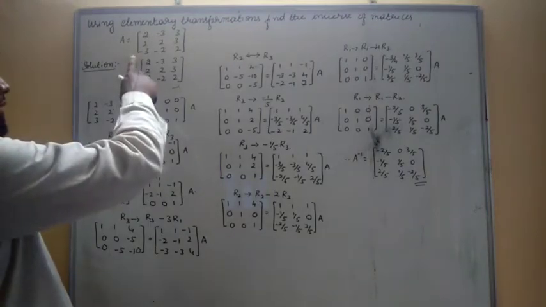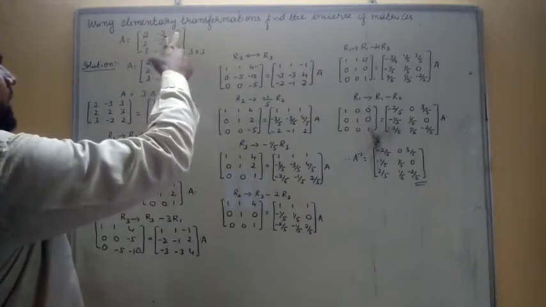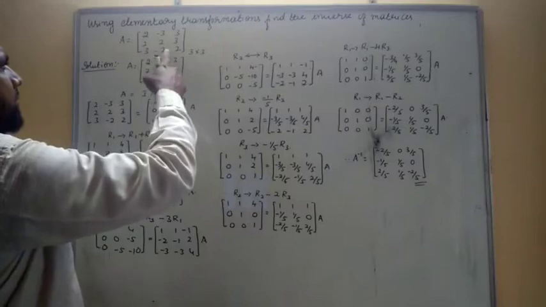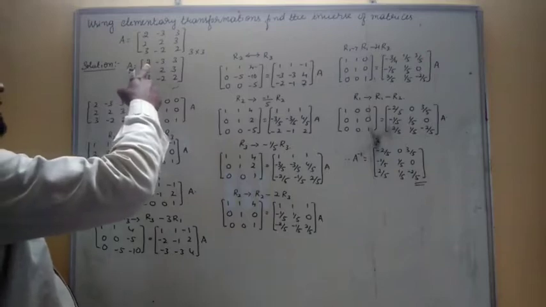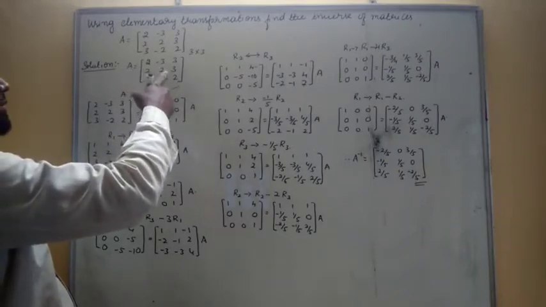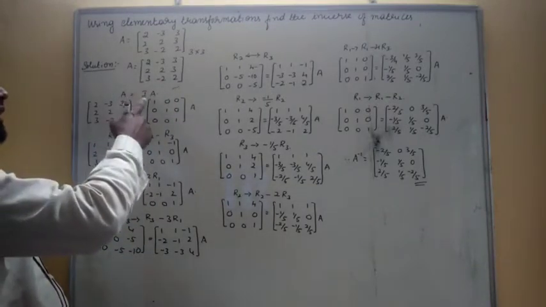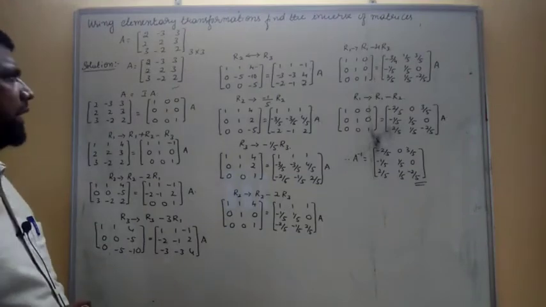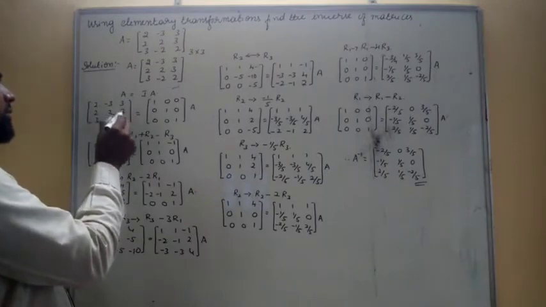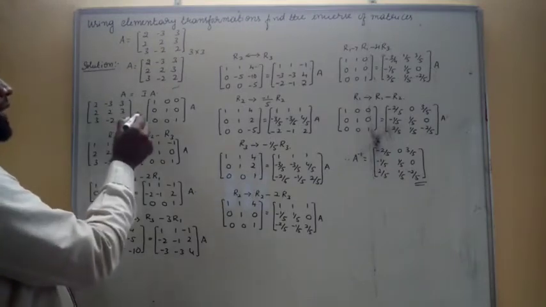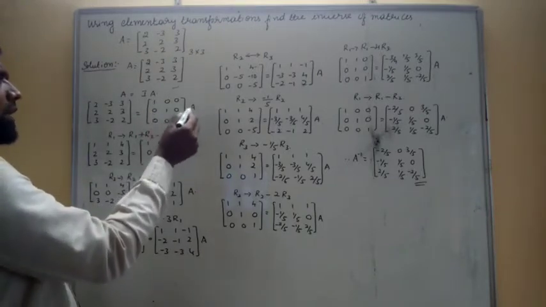He has given the matrix A of order 3 cross 3: 2 minus 3 3, 2 2 3, 3 minus 2 2. So let us solve this problem. Let A be this matrix. Then A is equal to I into A. So we take 2 minus 3 3, 2 2 3, 3 minus 2 2 equal to the identity matrix of order 3, 1 0 0, 0 1 0, 0 0 1, into A.